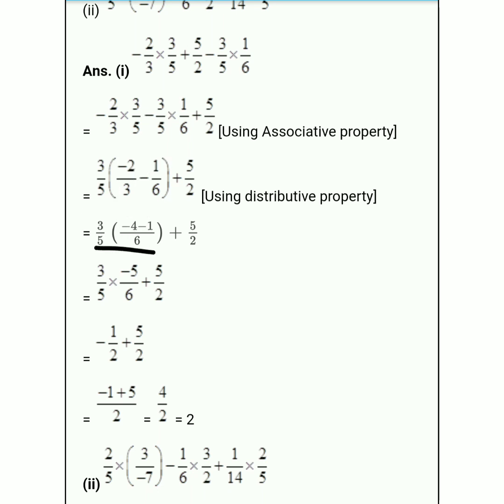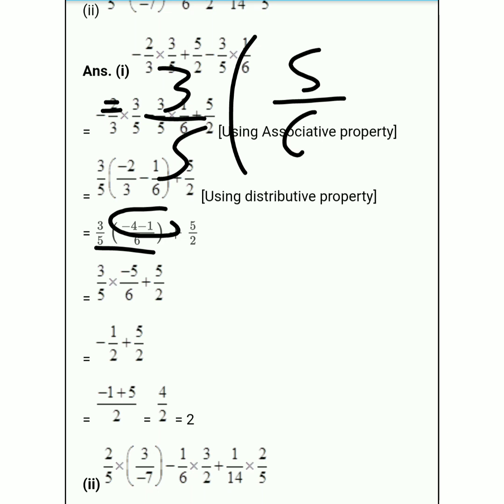Okay, now simplify this bracket. Before that, 3 by 5 is there. Now minus 4 minus 1: minus minus plus, 4 plus 1 is 5. In the denominator it is 6, and in the numerator 4 plus 1 is 5, but we need to give the sign of the bigger number, right? Here the bigger number is minus 4 and its sign is minus, that's why I need to give the minus sign.